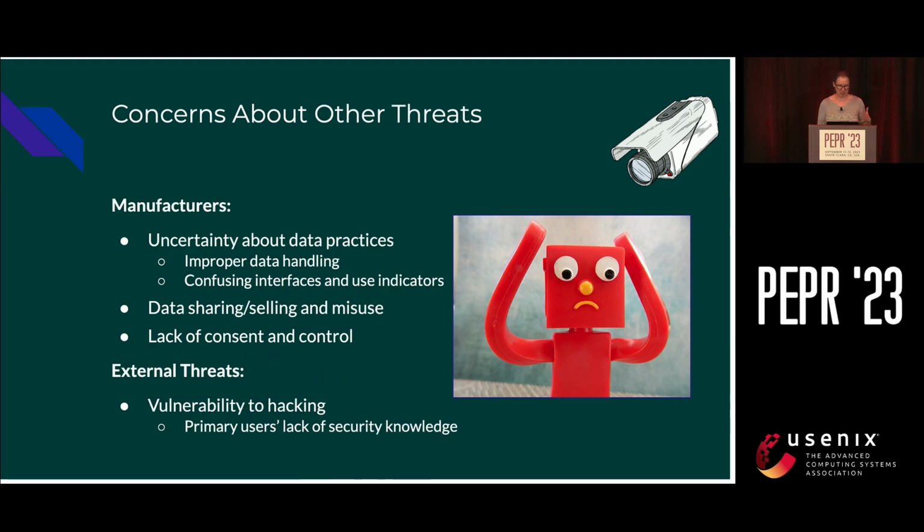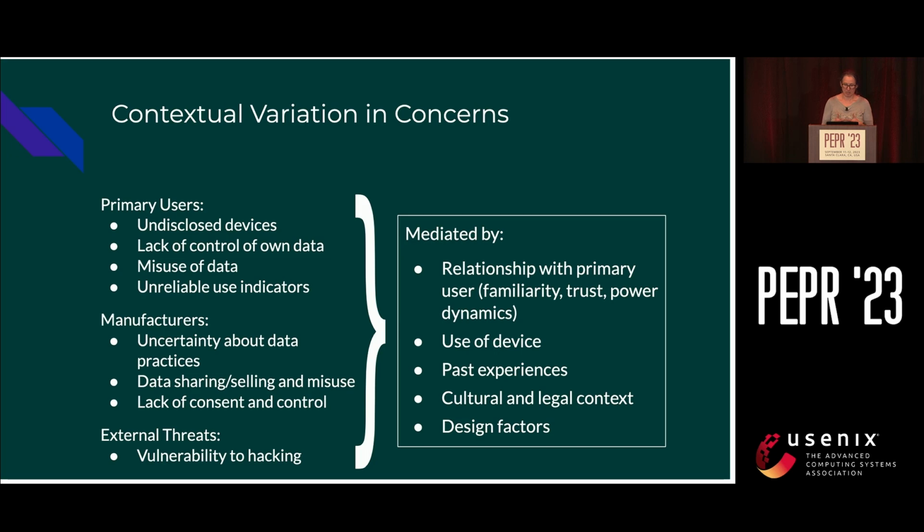Other sources of privacy concerns include manufacturers, in particular uncertainty about the data practices, including due to confusing interfaces and use indicators on the devices, and concerns about improper data handling. Another big concern is data sharing or selling, or use for other purposes that the bystander isn't comfortable with, that they don't have the ability to control or to refuse consent for. There are also external threats, such as hacking, which may be exacerbated if primary users don't have the knowledge to secure the device properly. And of course, these concerns aren't universal across bystander groups or situations.